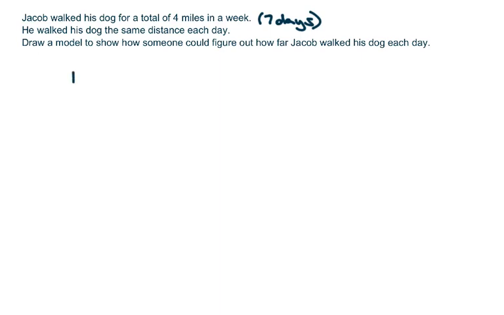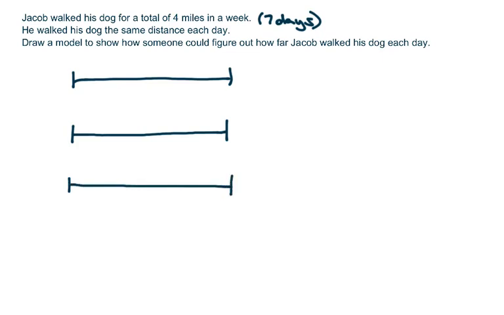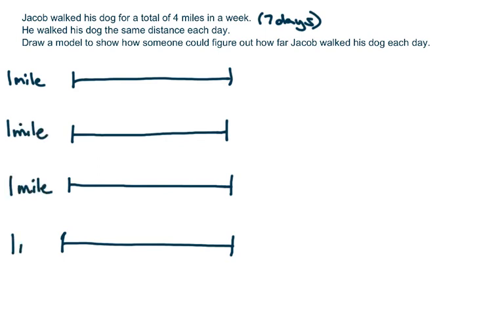So I'm going to go ahead and take each of those miles, and I'm just going to make them a certain distance. We're going to pretend that this is a full mile. Pretend that they're all even, and we know out of the course of a week, he walked 4 miles. So this would be 1 mile, this would be 1 mile, this would be 1 mile, and this would be 1 mile, for a total of 4 miles. That's the total that he walked in a week, being 7 days.